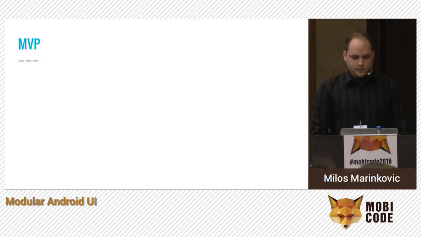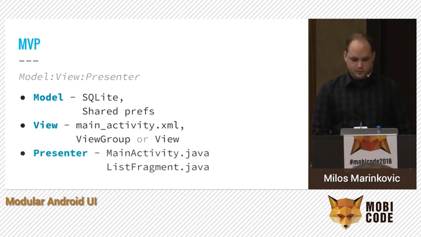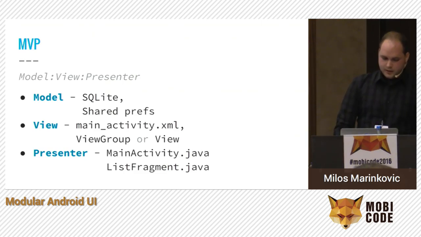And finally, we realized that MVP was something that could help us out a lot. In MVP, generally, in the view layer, we keep the layout, views and view groups. And as the presenter layer, this is sort of true, we use the fragments and main activity. I'll explain later why it's not completely true.